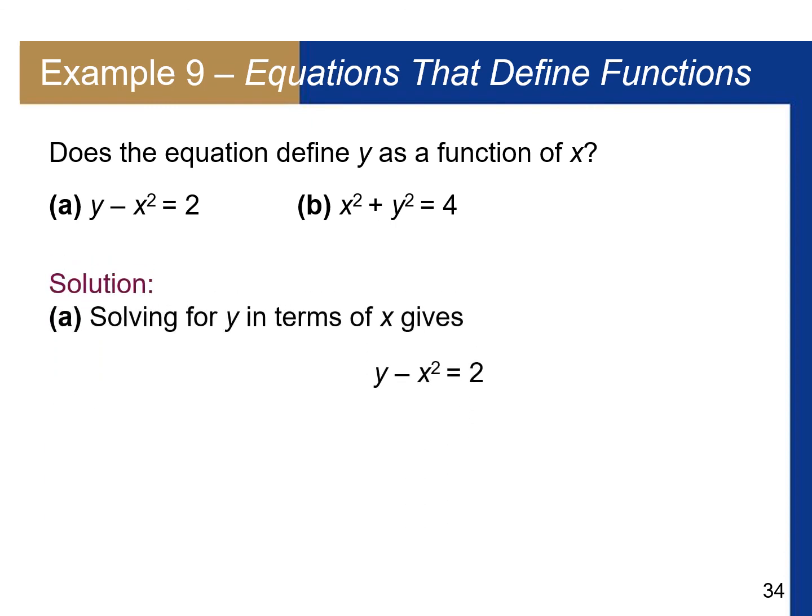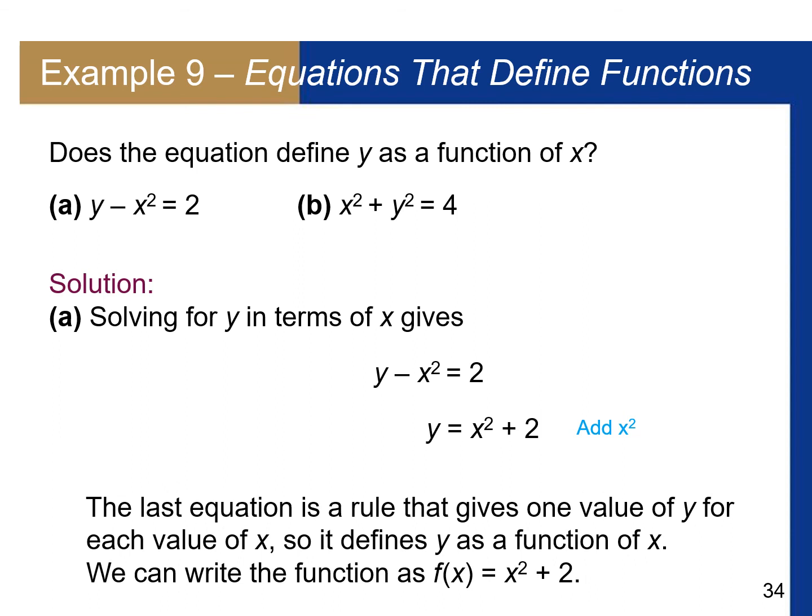Here, if I take the first one and I solve for y in terms of x, I can get y equals x squared plus 2. And all I simply did was get y by itself by adding x squared to both sides. So I could write this as f of x equals x squared plus 2.